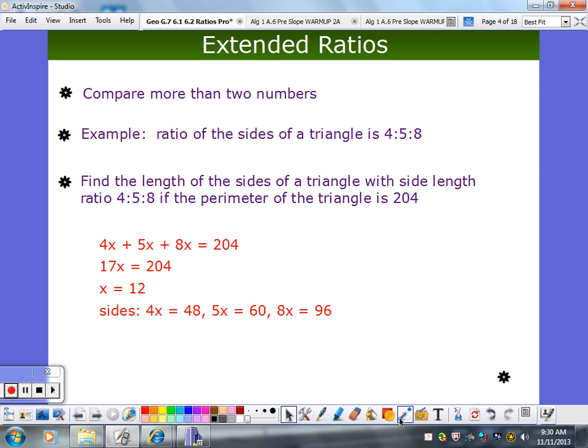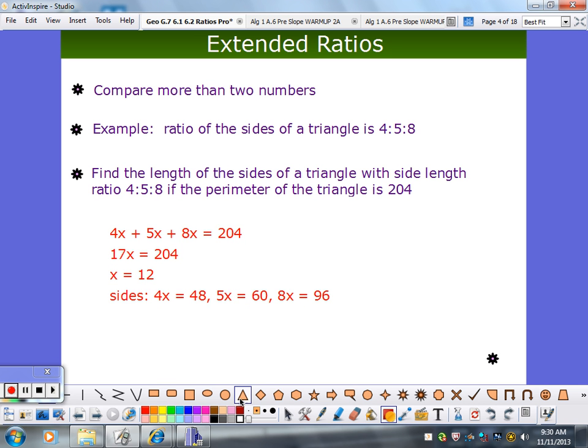I wish I had a picture. Let's see. Can I draw a picture freehand? I doubt it. All right, I'm just going to make a little triangle if I can.